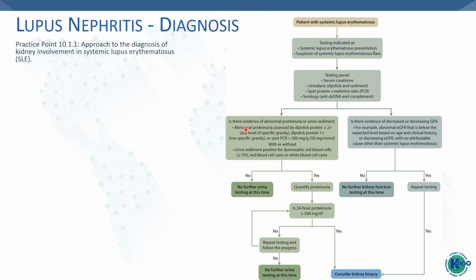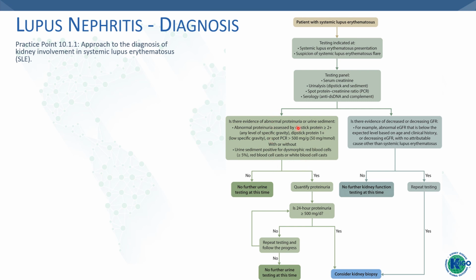If there is evidence of abnormal proteinuria or urine sediment, in the form of abnormal proteinuria by dipstick more than or equal to 2 plus with any level of specific gravity, or dipstick protein 1 plus with low specific gravity, or spot protein creatinine ratio more than 500 milligram per gram, all of these with or without urine sediment positive for dysmorphic RBCs more than or equal to 5%, or the presence of red cell casts or white blood cell casts, so here we are in activity of lupus nephritis.